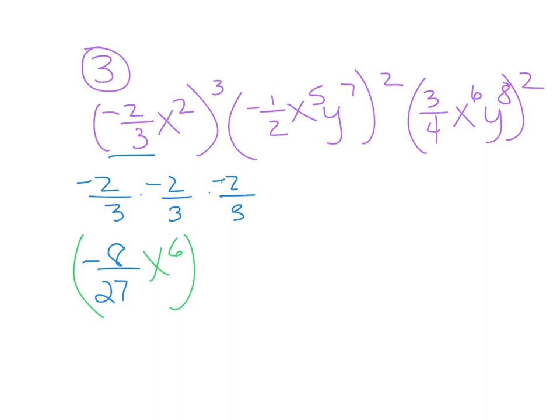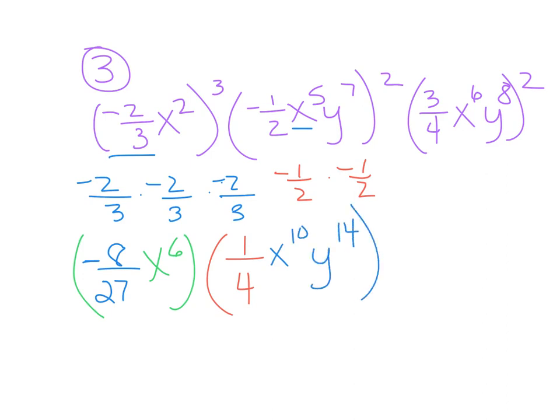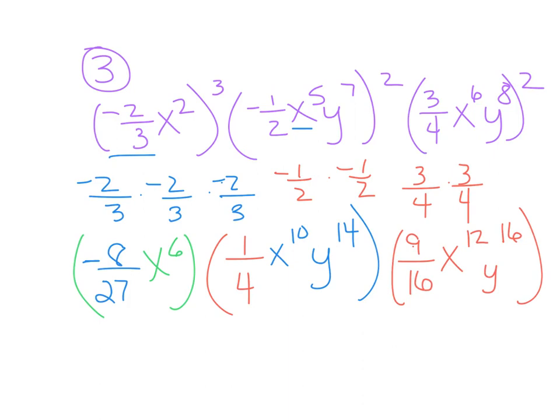My second parentheses, when I take negative 1/2 times negative 1/2, that's 1/4. And then, of course, my x to the 5th to the 2nd is x to the 10th. And my y to the 7th to the 2nd is 14. And then my last parentheses, if I take 3/4 and square it, that's 9/16. And then x to the 6 times 2 is 12, and y to the 8 times 2 is 16. Okay, so now I'm ready to combine all these.